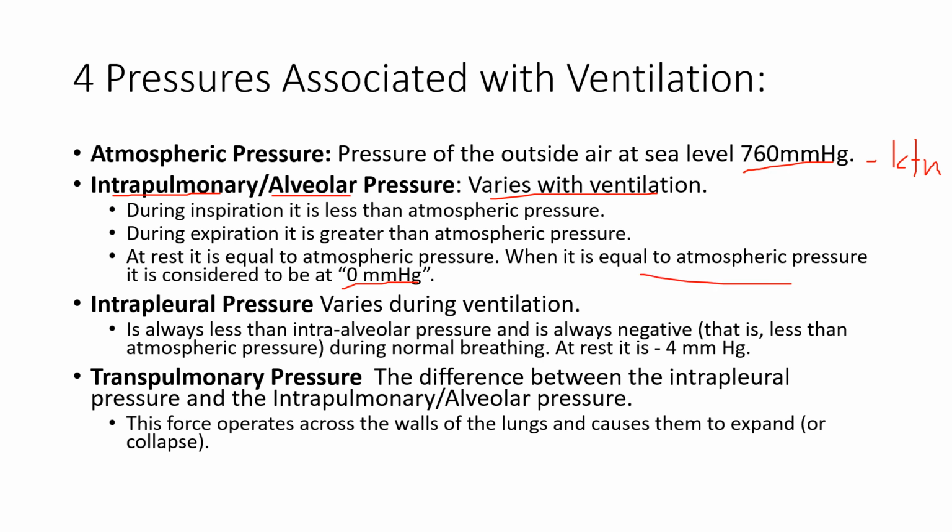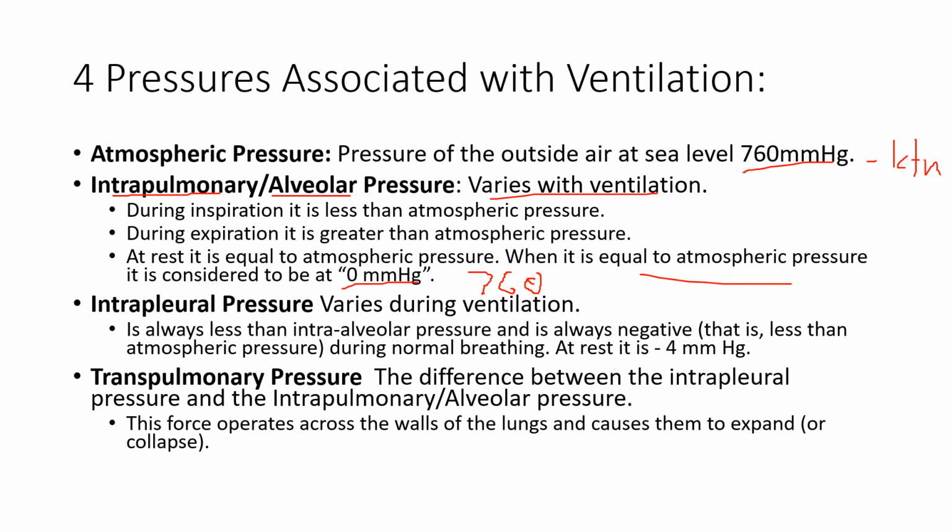We do this instead of writing out the full units, 760, just to keep things simplified. So if you see 0 in some of these examples, it's in reference to atmospheric, meaning that at rest, the pressure in the alveoli or the airways is 760. It's equal to atmospheric.